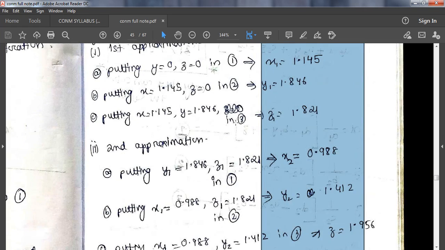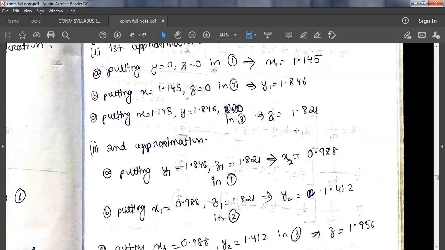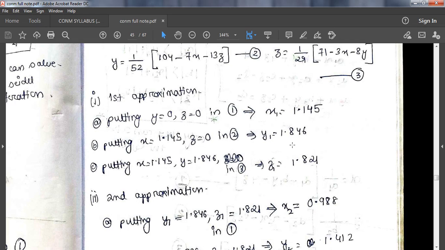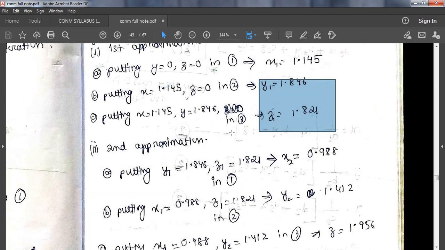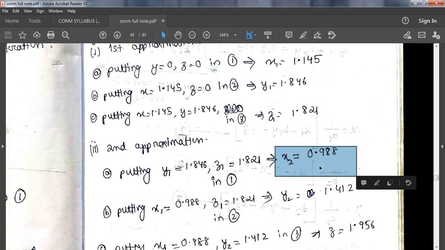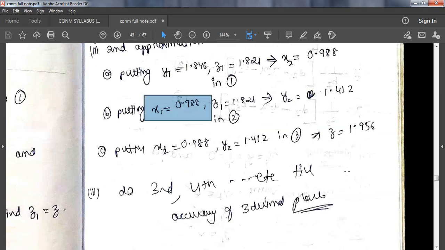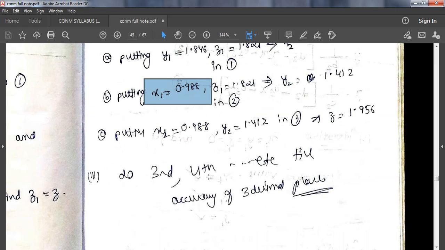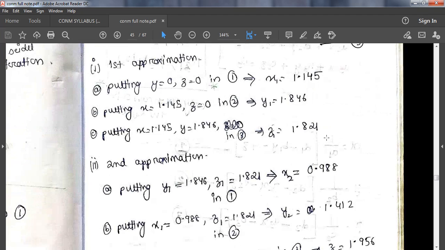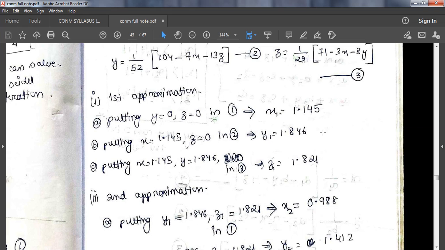So I have my first iterated value. Once I have the first iterated value, I am going to use the same process. Again I am going to put y and z from here into this equation and calculate my x2. I will put this x2 and z and calculate y2 and then z2, and I will keep on continuing here. If the question asks for 3 decimal places, you will see the 3 decimal places. Two consecutive iterations should have similarity in the 3 decimal places, and then stop.